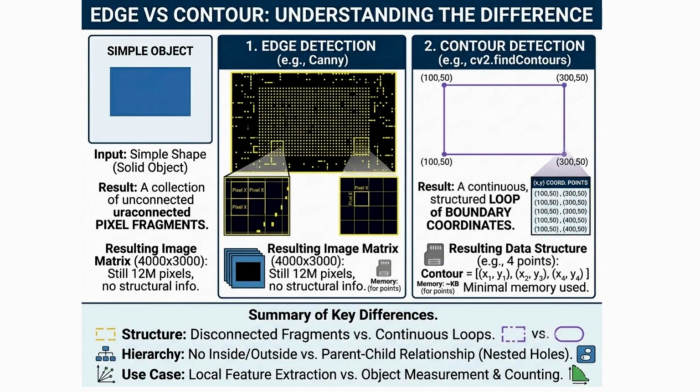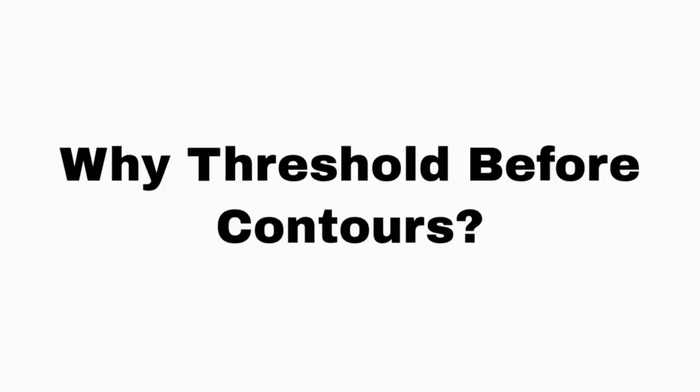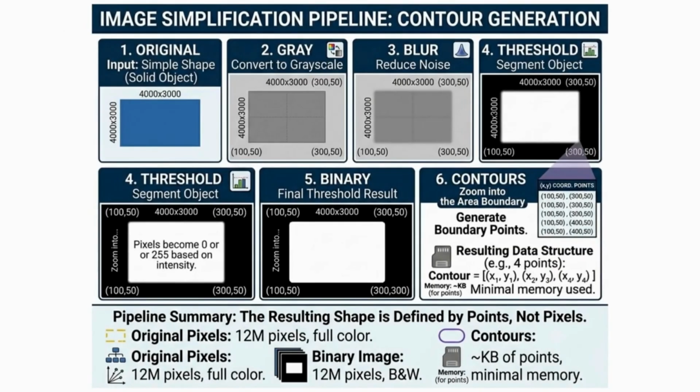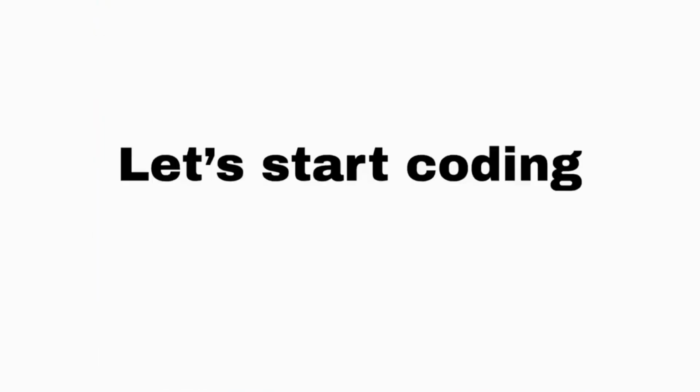Now, before doing contour calculations, we do some thresholding. So, why do we do that? Suppose your image contains shadows, textures, colors, reflections. OpenCV gets confused. So we simplify the image from the original to gray, then we blur it, then we threshold, then we convert it to binary, then find the contours. Now the computer only has to distinguish between foreground and background. So now let's move to coding and see how we actually use contours in our programming.